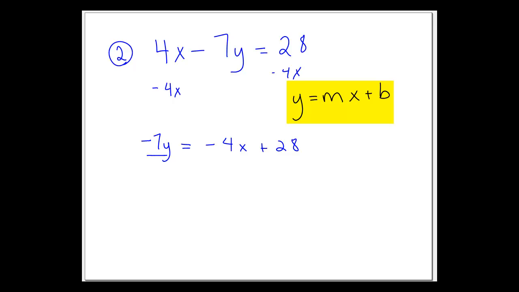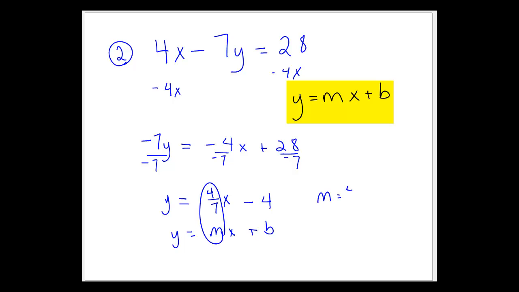Still need to solve for y completely, so I'm going to divide each term by negative 7. That would cancel that out to give me y equals negative 4 over negative 7. The negatives will cancel out to become positive, so I get 4/7 x. 28 divided by negative 7 would be negative 4. Now I have the equation in the form y equals mx plus b, so I can pull out the slope and y-intercept. The slope is 4/7, and b, you want to include the sign, is negative 4, which is written as the intercept (0, negative 4).